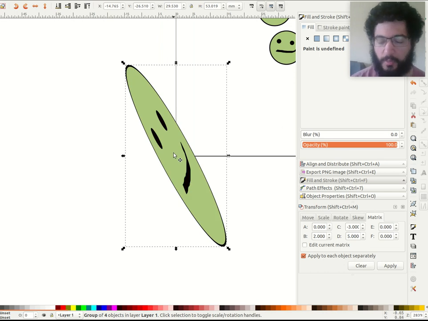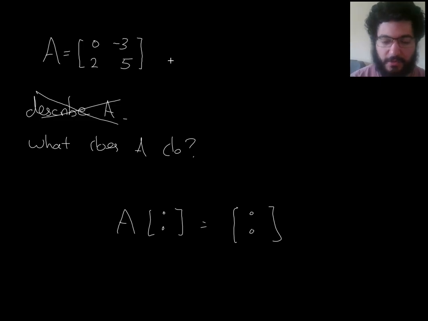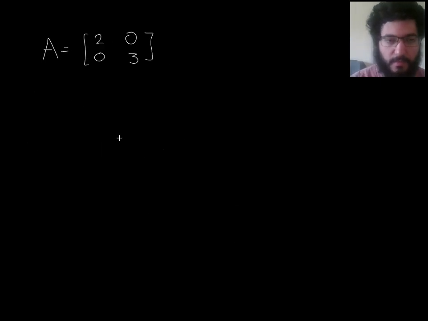Maybe I could describe what A does by saying it smears out, maybe with a little bit of a rotation, and smears things out along this line? Okay, but that's a little bit too vague, right? Well, let's look at an example where you can totally describe what's going on.